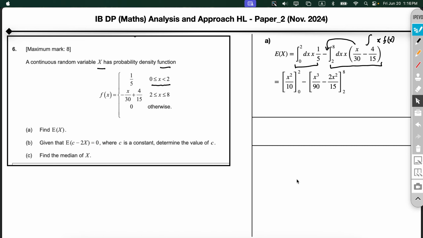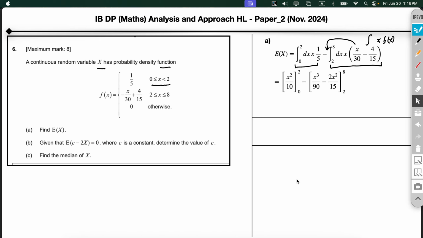So basically in this function, you have to put this function's value at x equals 8, and then minus this same expression evaluated at x equals 2. And similarly here also 2 and minus 0. So if you calculate that, it comes out to be 14 over 5.